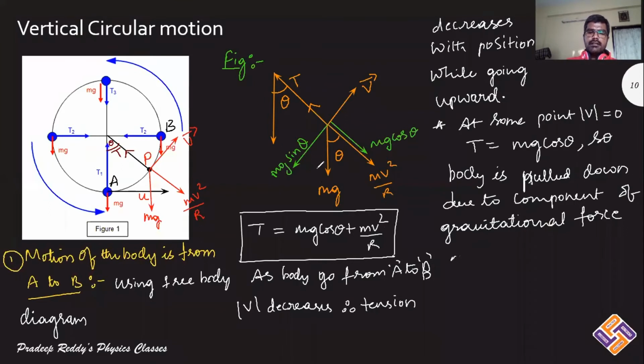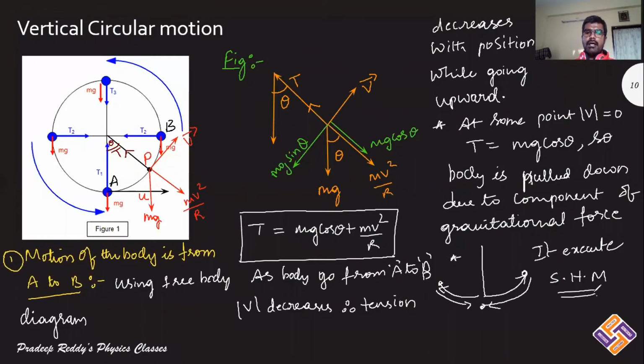So as a result, this body comes down to position A, but because of inertia of motion, it continues to move in upward direction, in opposite direction. So as a result, the body is going here, and then it returns back to this position, and then from here it goes to this position, and then it returns back. So it goes up, it comes down, and then goes up, and then comes down. It executes simple harmonic motion.